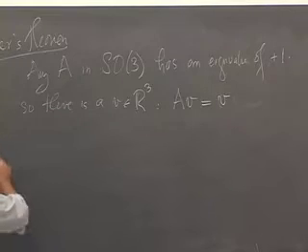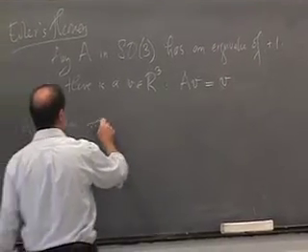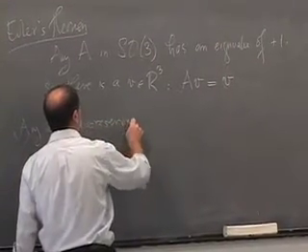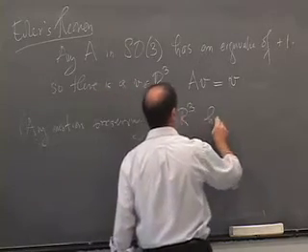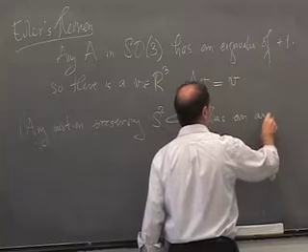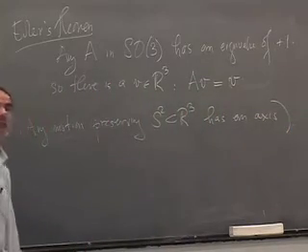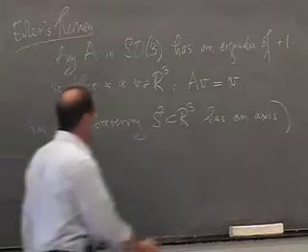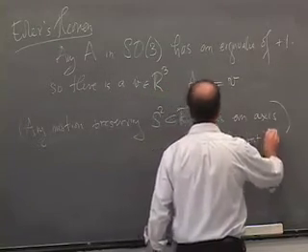So any motion preserving the sphere S2 in R3 has an axis. That's how it's stated by Euler. You're going to see what an axis looks like. An axis of rotation. Proof.